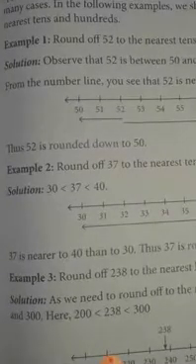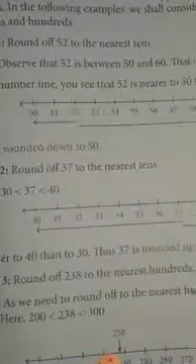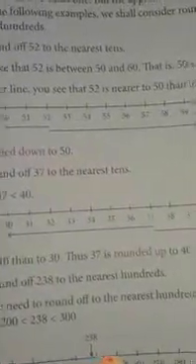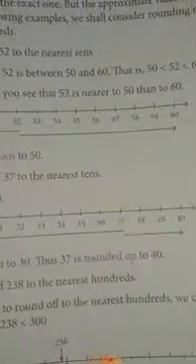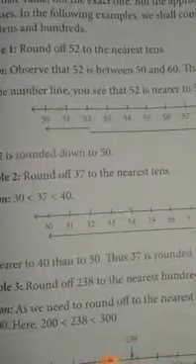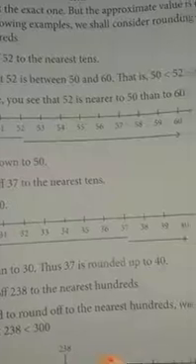Example second: round off 37 to the nearest tens. Solution: 30 is less than 37, which is less than 40. 37 is nearer to 40 than to 30. Thus, 37 is rounded up to 40.